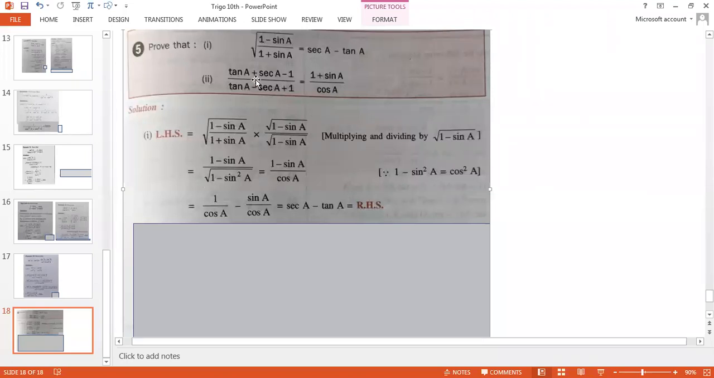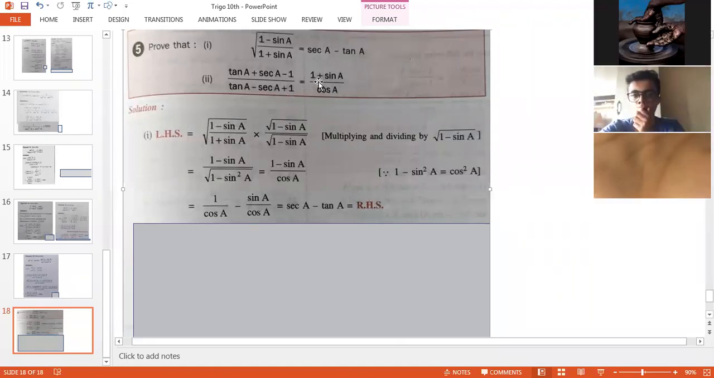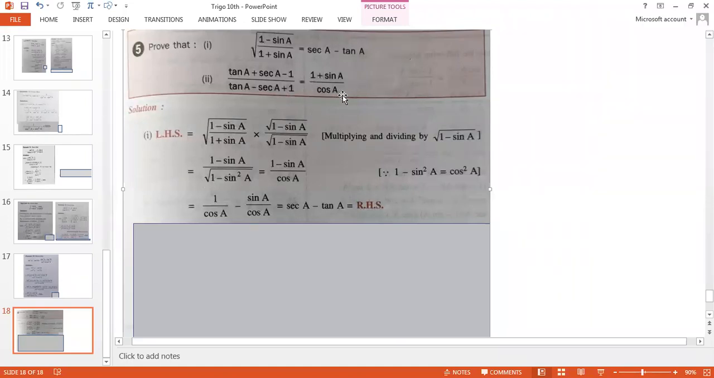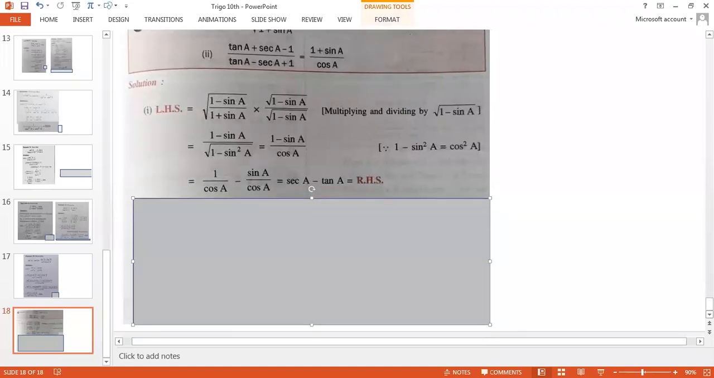Okay, one very important sum, student. Look at this. It's in front of you. Tan A plus sec A minus 1 upon tan A minus sec A plus 1 is equal to 1 plus sin A upon cos A. Now, how exactly can it be done, student? Pay attention. So, this is a sure 4-mark question in your board examinations or some prelim examinations.